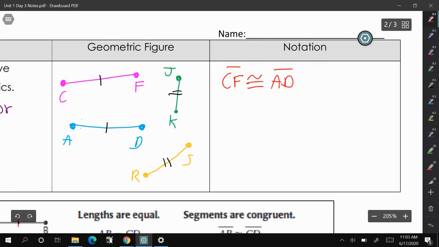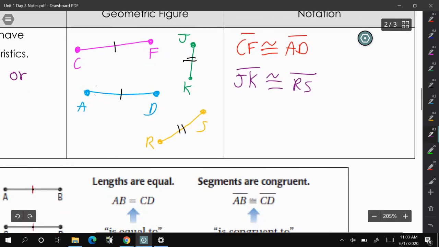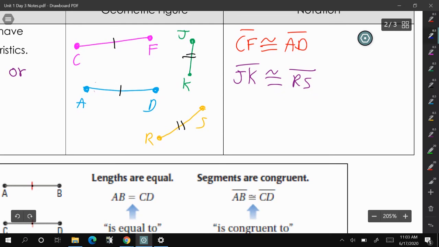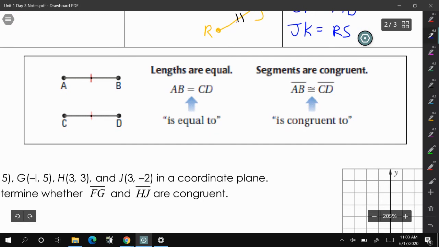And then we have JK, segment JK is congruent to RS. Again, if we're talking about the distances or the lengths, we would say CF equals AD, and that JK equals RS. Notice we do not have the bars over these because we're talking about its length. Lengths are equal, segments are congruent. And that's what this says down here as well. If you ever forget, you can refer back to this.